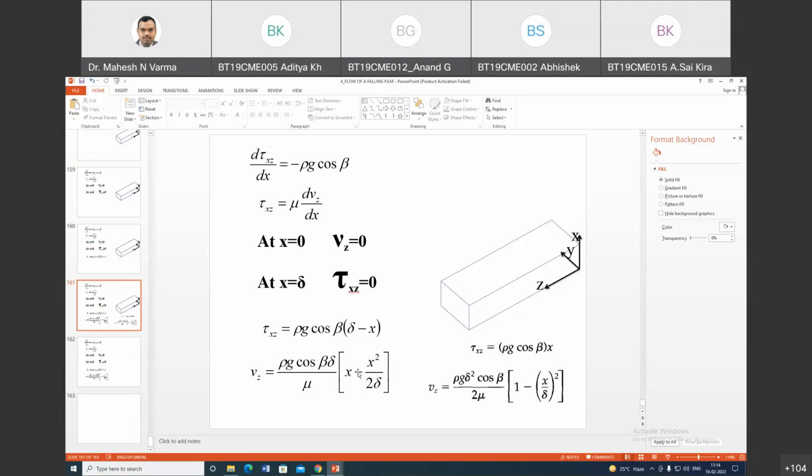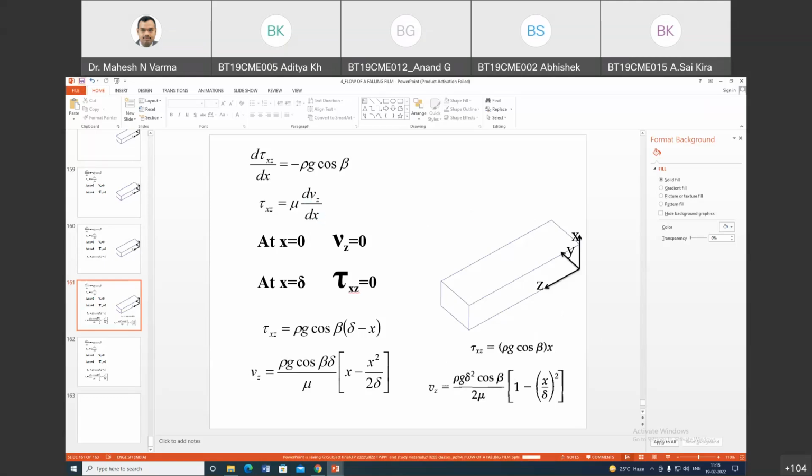But you should remember here x starts from a bottom plate. At x equals to 0, there is a solid liquid interface, and at x equals to delta, there is a gas liquid interface. But for this case, at x equals to 0, there is a gas liquid interface, and at x equals to delta, there is a solid liquid interface. So the location from where it is starting is actually changing.